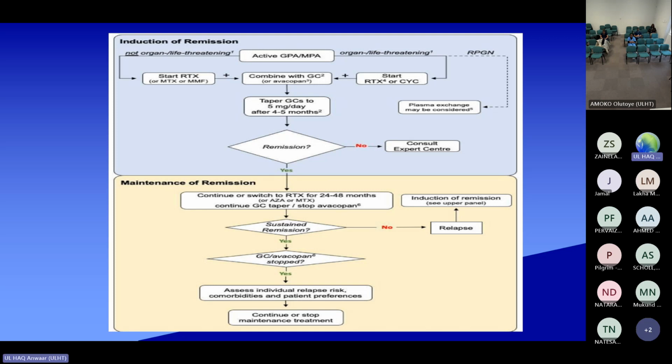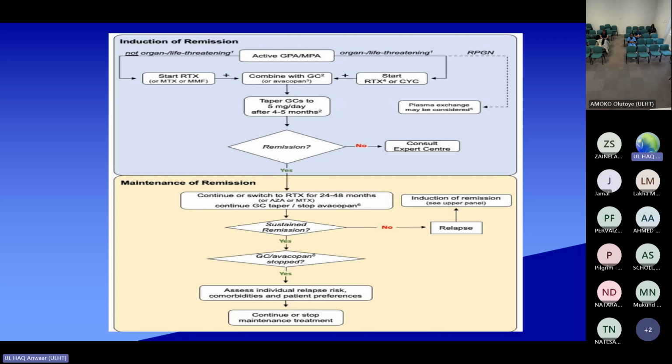Once the patient is in remission, we normally taper the glucocorticoid and see if the patient stays in remission or not. If the patient does not come into remission with all the above therapies, then we need to consult the expert centers that unfortunately we don't have here. So we have to refer to other hospitals.